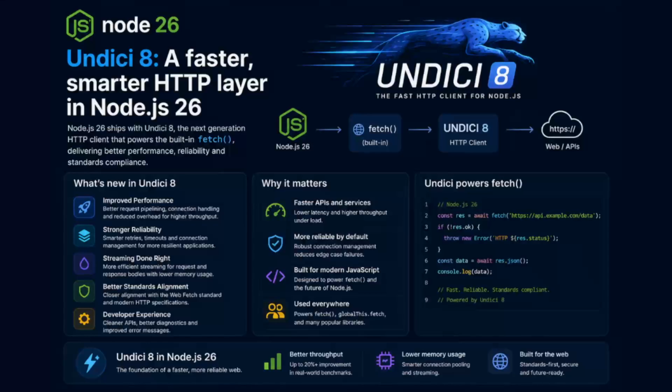Another one is Undici 8, a faster, smarter HTTP layer in Node.js 26. It ships with version 8, the next generation HTTP client that powers the built-in fetch. You know fetch. It's a very easy way, a new way for the web to call an API, and it comes there out of the box. It's new in Undici 8.